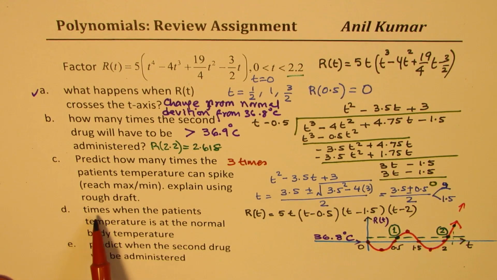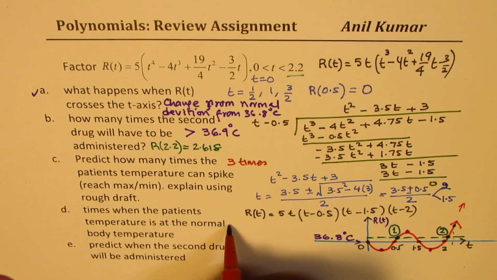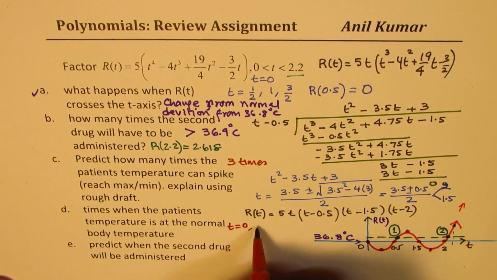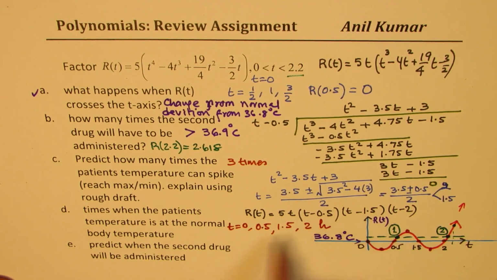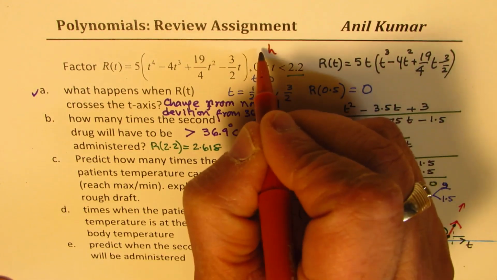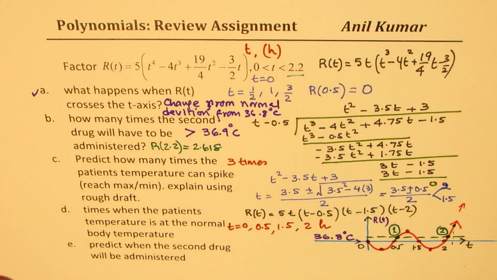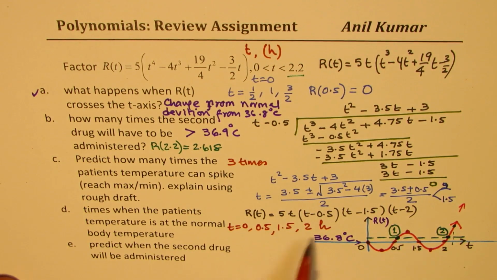Now, D is times when the patient's temperature is at normal body temperature. So the normal body temperature is at those x-intercepts. Is it okay? So the normal body temperature is at t equals 0, t equals 0.5, 1.5, and 2. And all these are in hours, correct? So those are the times when you have the same as the body temperature.